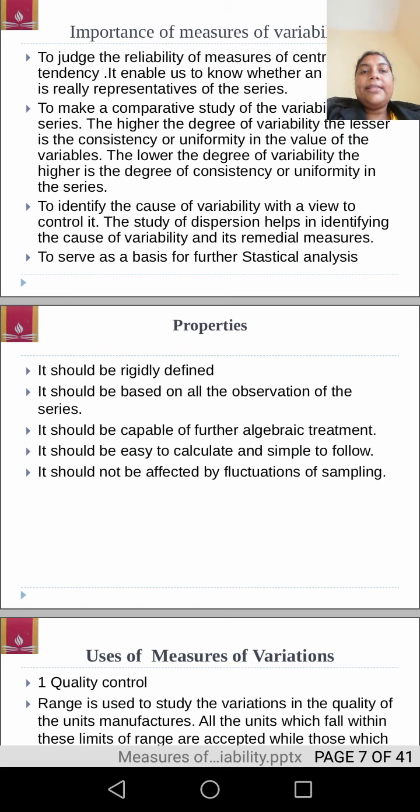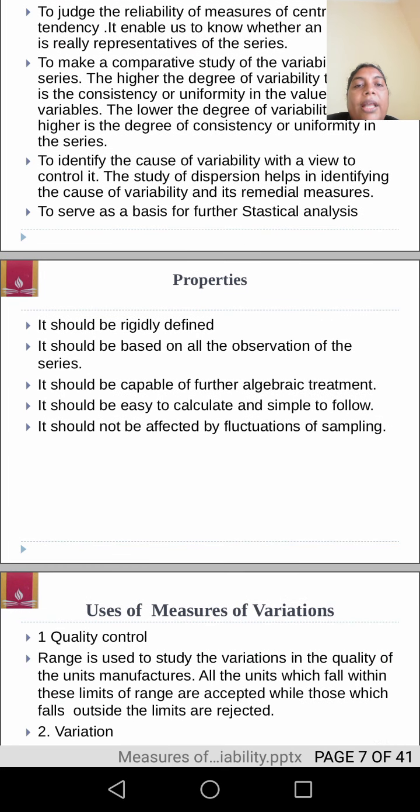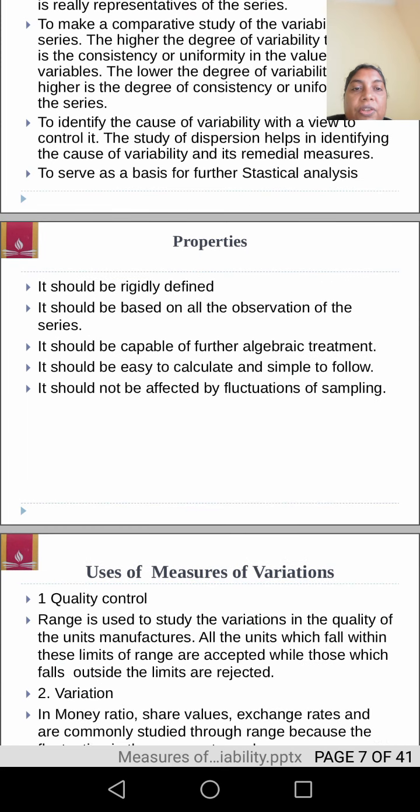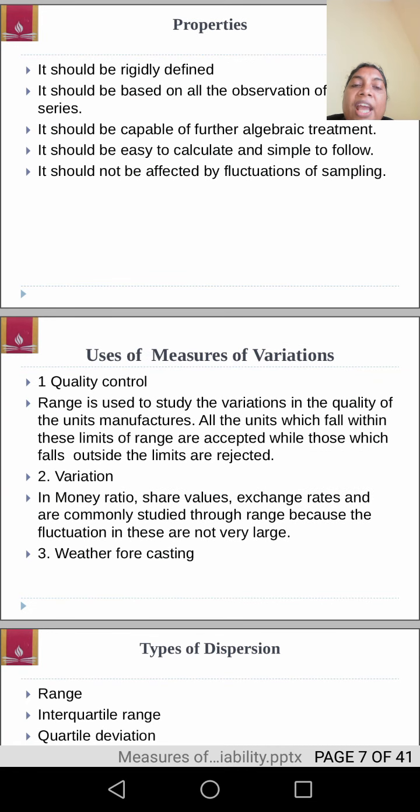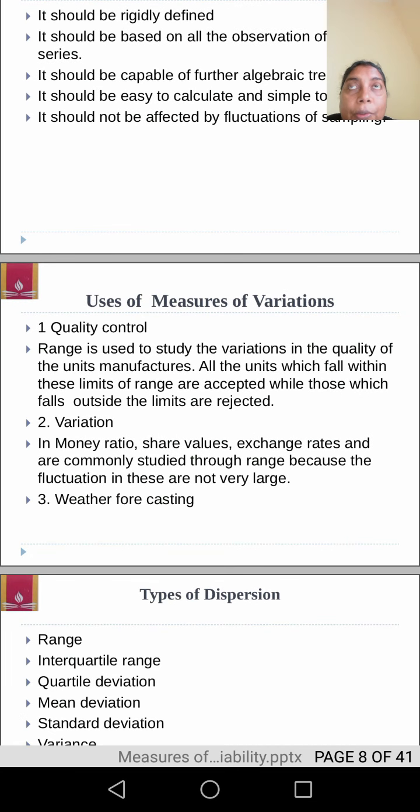Let's discuss the properties. As in other measures, the measures of variation are also rigidly defined based on all the observations of the series. It is capable of further algebraic treatment, easy to calculate and simple to follow, and it's not affected by the fluctuations of sampling.